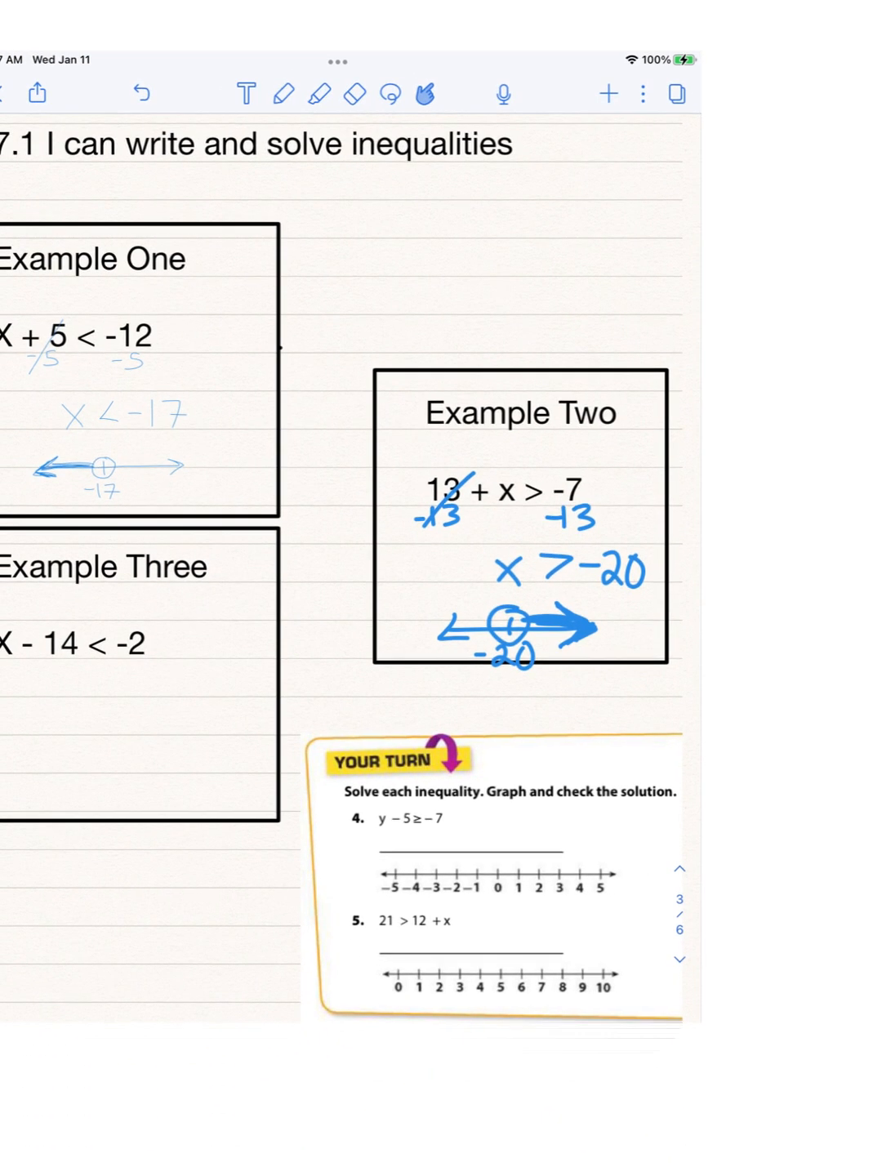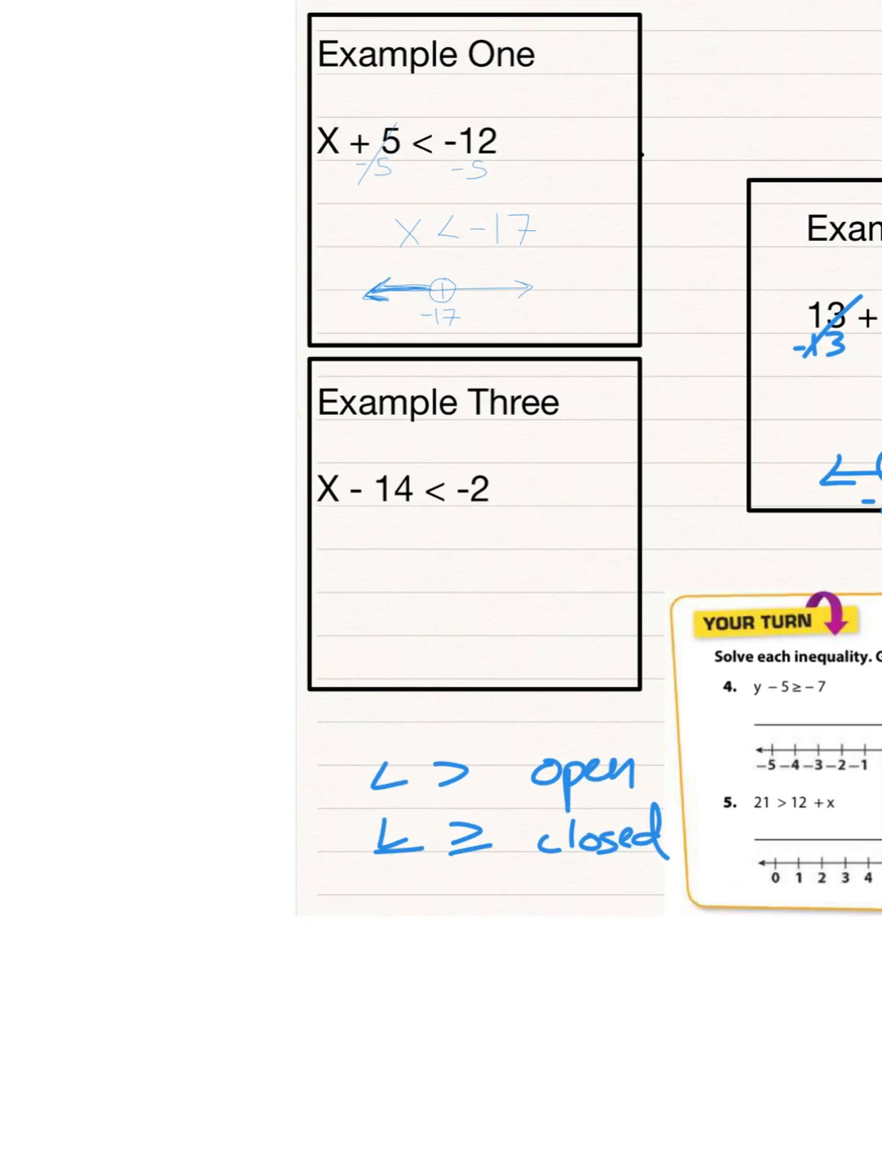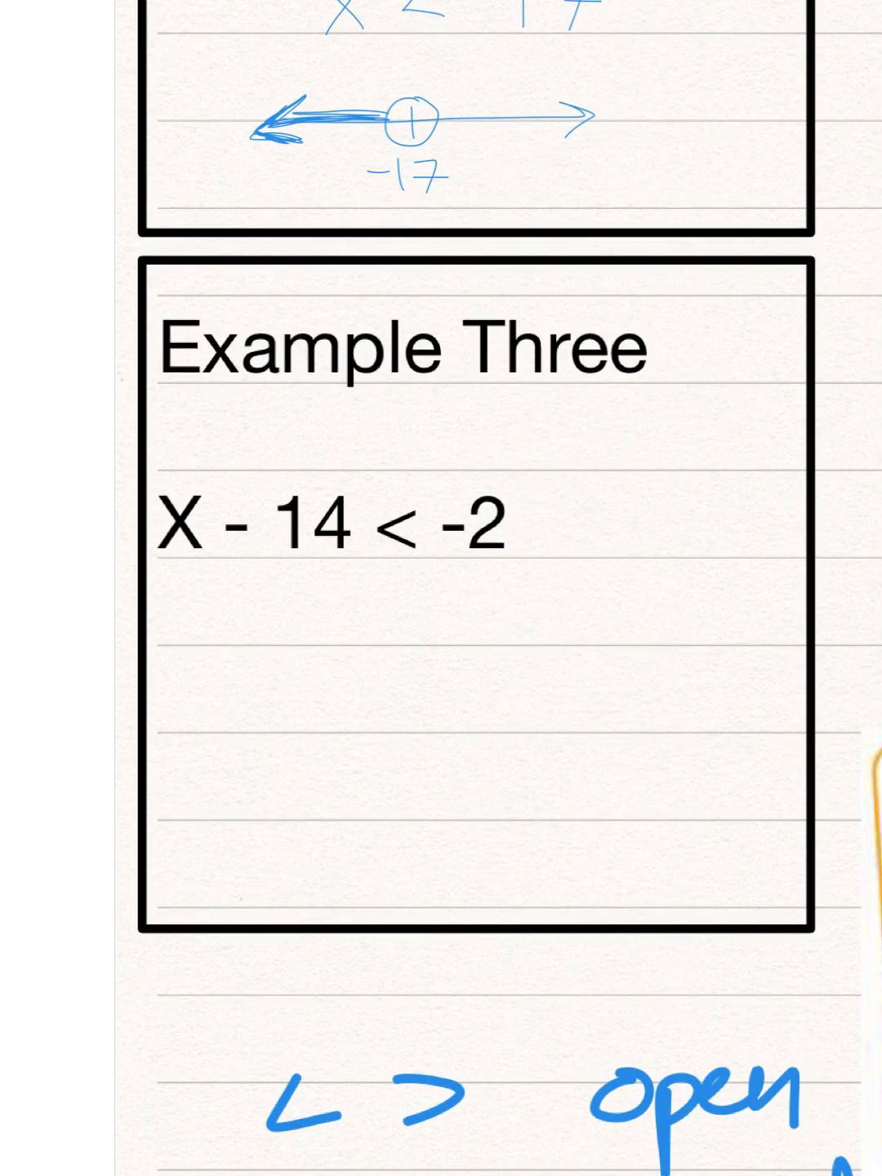So one thing to note, if you want to write this in your notes, is that less than and greater than have an open circle, and less than or equal to and greater than or equal to are going to have a closed circle on a graph. All right, our last example on this slide is x minus 14 is less than -2.